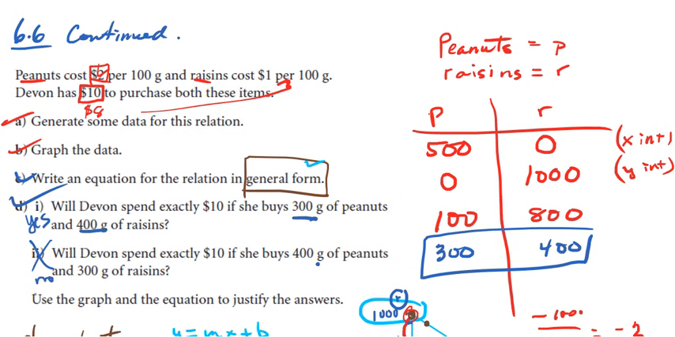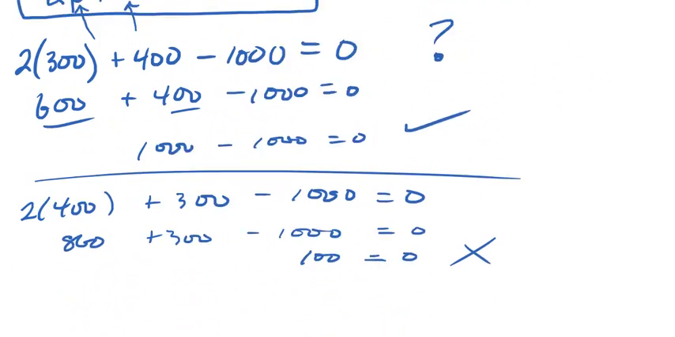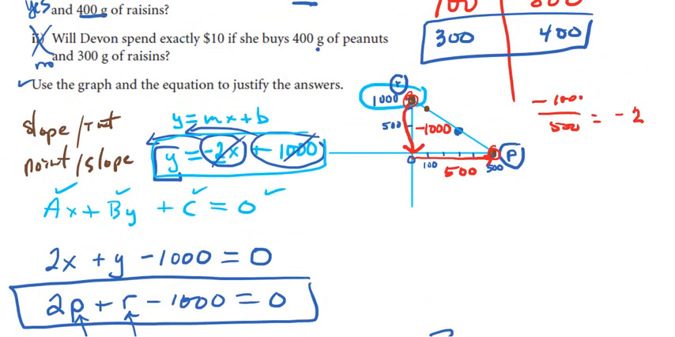The last part says use the graph and the equation to justify your answers. We did the equation, and for this last one, 400, 300, we go 1, 2, 3, 4, and then 300 would be around here, and I guess it would just be above the line, so it would not be on the line.